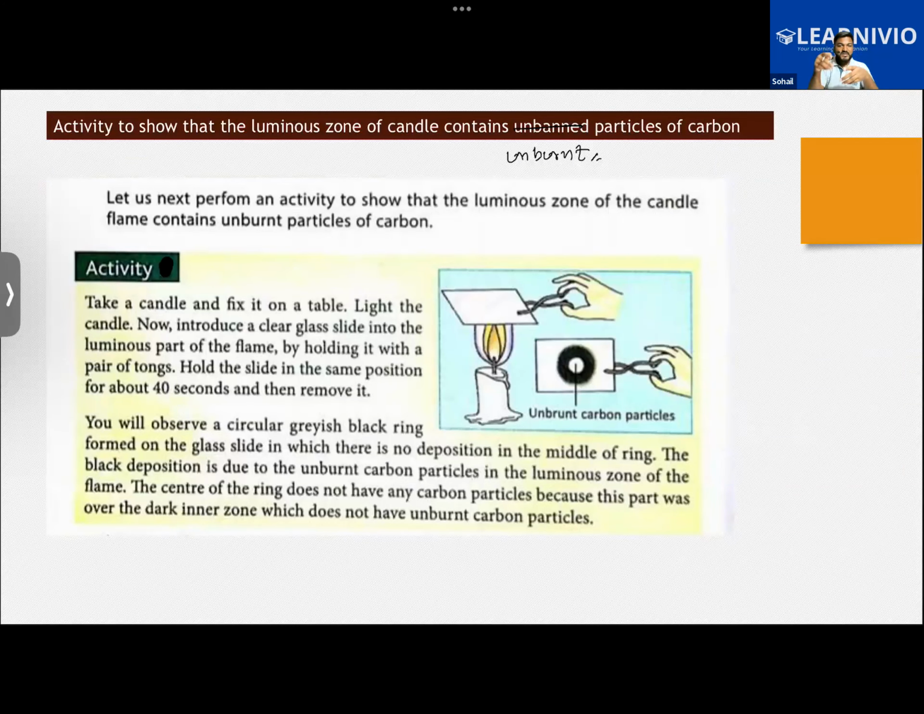So the center... yes, this ring does not have any carbon particle because this was directly above the inner zone, which does not have unburned carbon particles. The innermost zone does not have any unburned carbon particles. The only zone that has unburned carbon particles is the middle zone. Keep that in mind. So this activity proved that the middle zone contains unburned carbon particles.